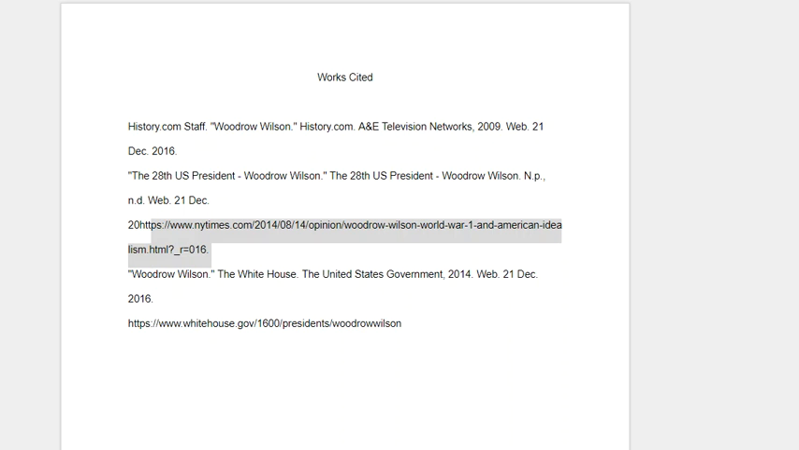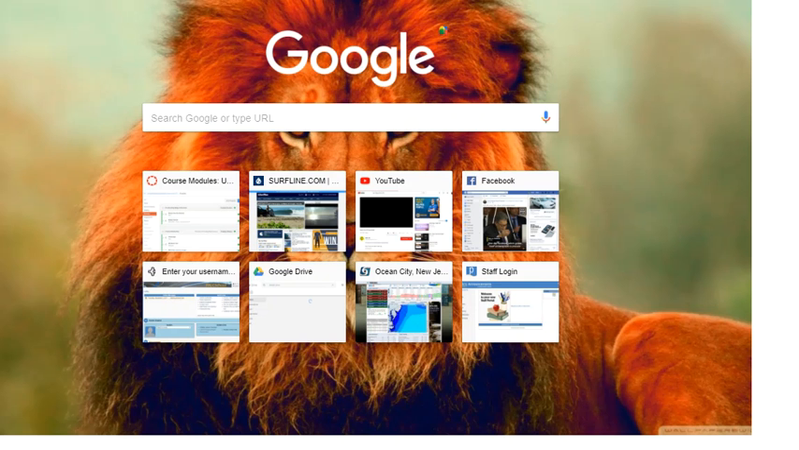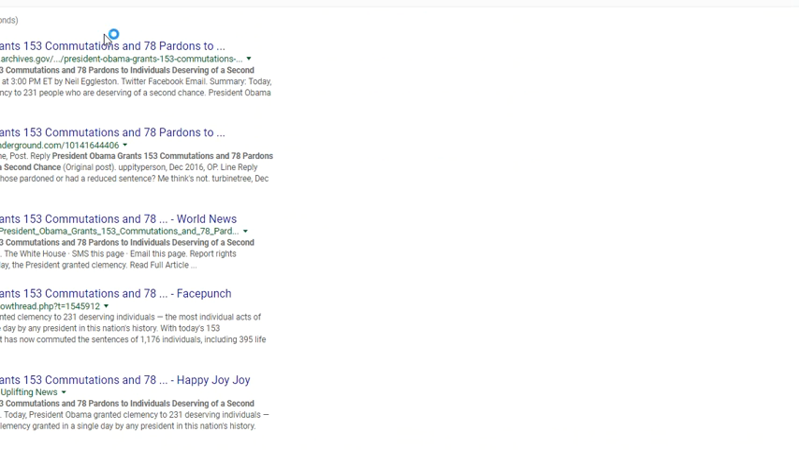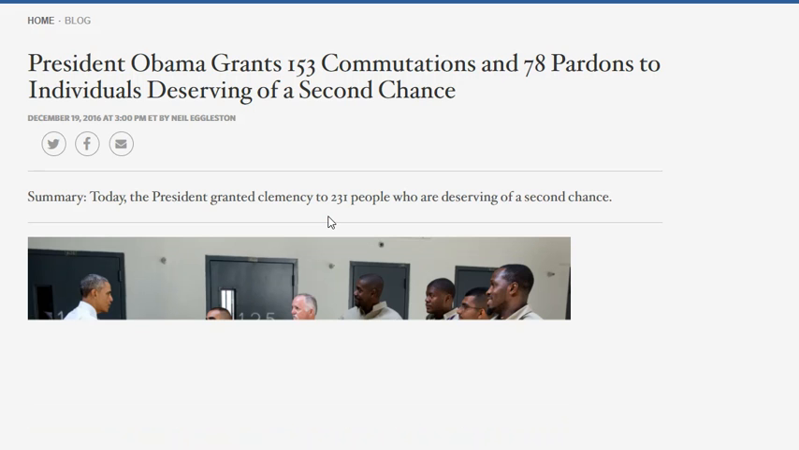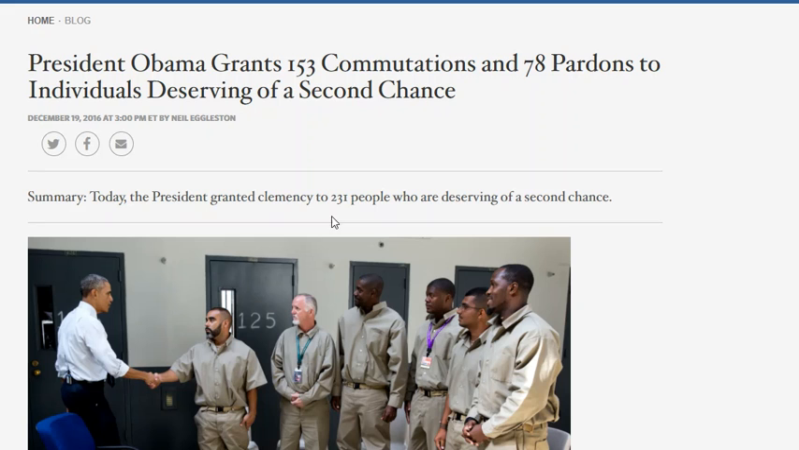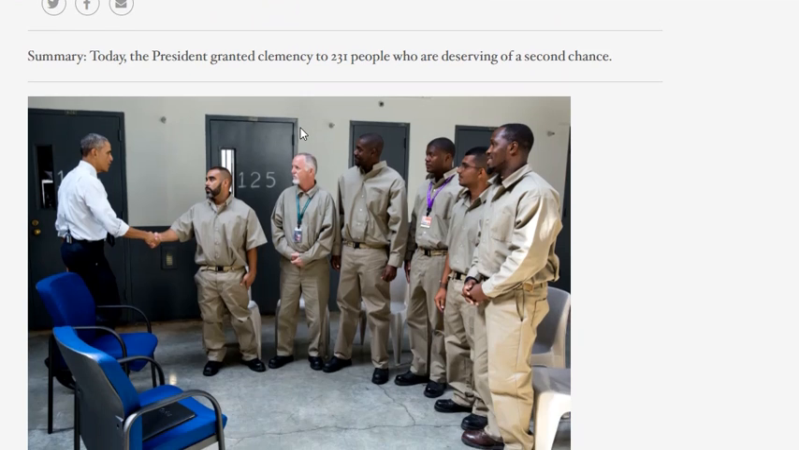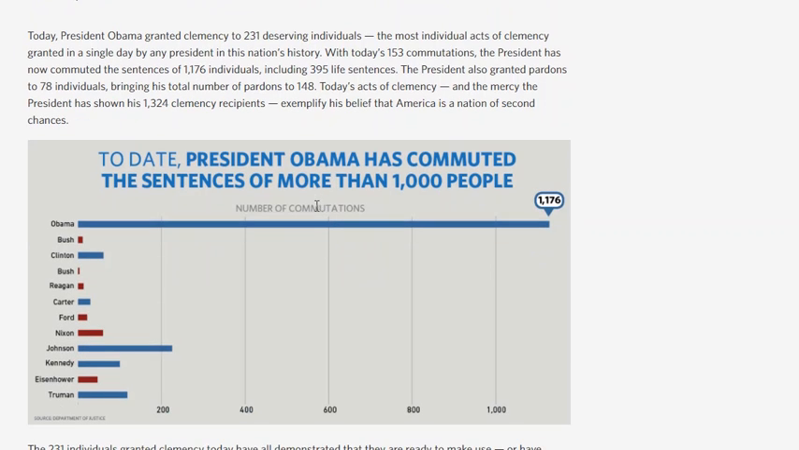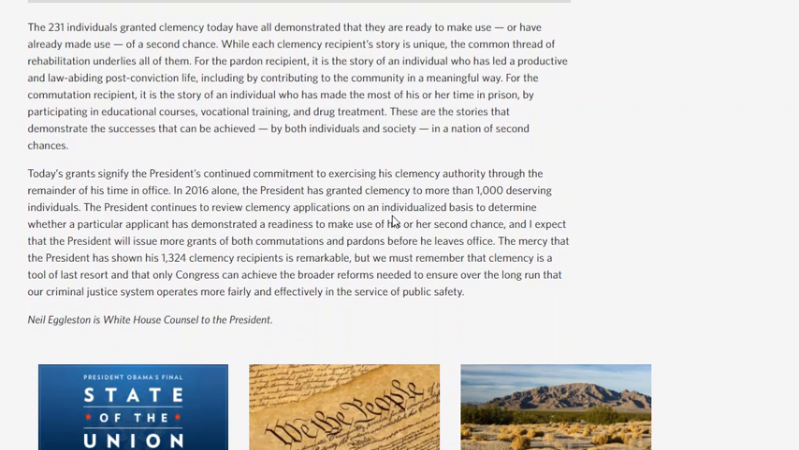So here it is. Found it. This student as well, fortunately at the time, didn't give me a citation, but they were doing President Obama. Somehow I allowed this. But this was a press briefing. So, Obama grants 153 commutations, 78 pardons to individuals deserving of a second chance, which the president has the power to do. This is some of his judicial powers. They cite that President Obama used that more than many other presidents in the past. But at the time, this was a press briefing.